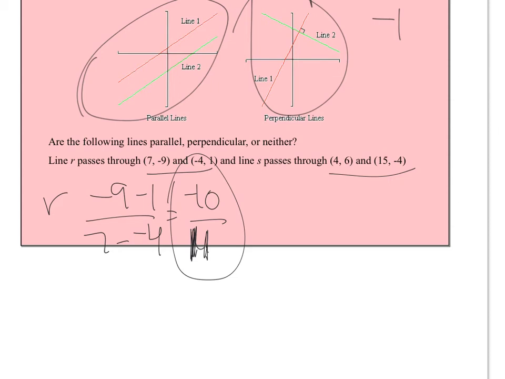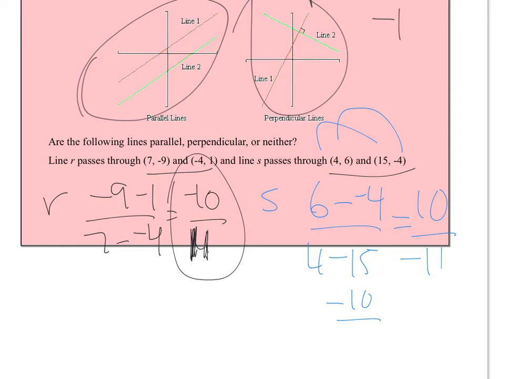So if I switch it up, go line S, let's see what happens with line S. So line S, I'll go 6 minus negative 4, 4 minus 15. And again, I could have gone negative 4 first and 15 first. I'll still end up at the same spot. So 10 over negative 11. So when I simplify that out, they're both negative 10 over 11. Those are the same. That's going to be parallel. Those are going to be 2 parallel lines.